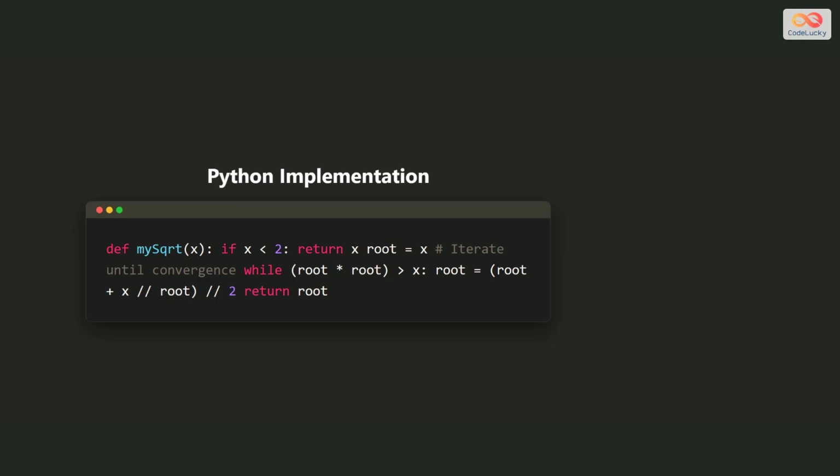Here is how this looks in code. We handle small numbers first. Then, we enter a while loop. As long as our calculated root squared is larger than x, we update the root using the integer division version of the formula. This effectively finds the integer part of the square root.